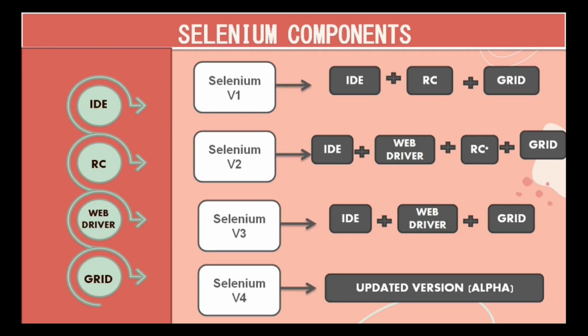Here we have a total of 4 versions: Selenium version 1, Selenium version 2, 3 and 4. Now see, here we will dig into some history of Selenium. In Selenium version 1, we have the Selenium IDE, RC plus grid. When Jason Huggins introduced Selenium, the tool was called a JavaScript program. He called it a JavaScript test runner.